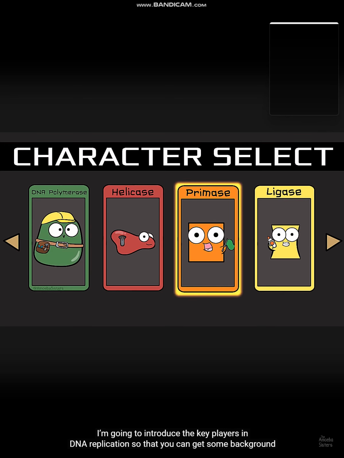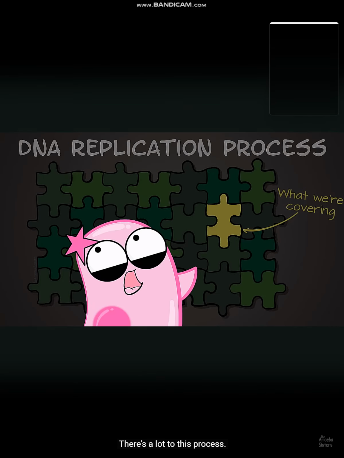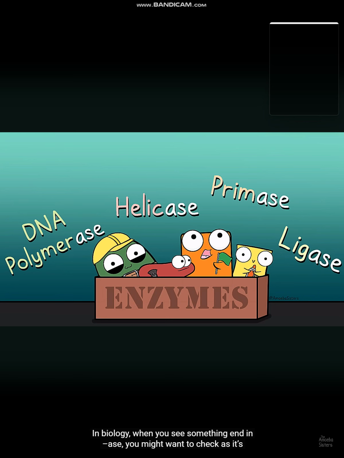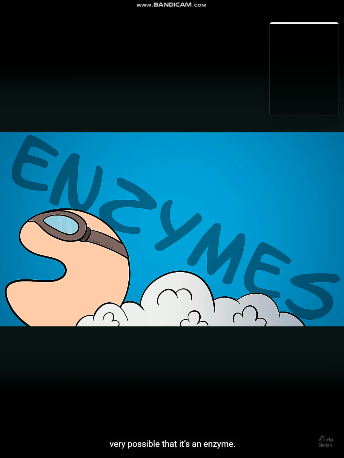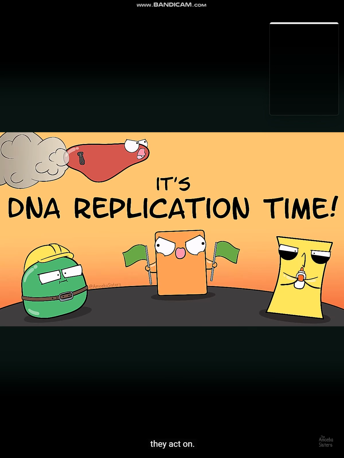I'm going to introduce the key players in DNA replication so that you can get some background information. Now remember, these are just some major key players. There's a lot to this process. Many of the key players are enzymes. In biology, when you see something end in ASE, you might want to check, as it's very possible that it's an enzyme. Enzymes have the ability to speed up reactions and build up or break down the items that they act upon. So here we go with the key players.